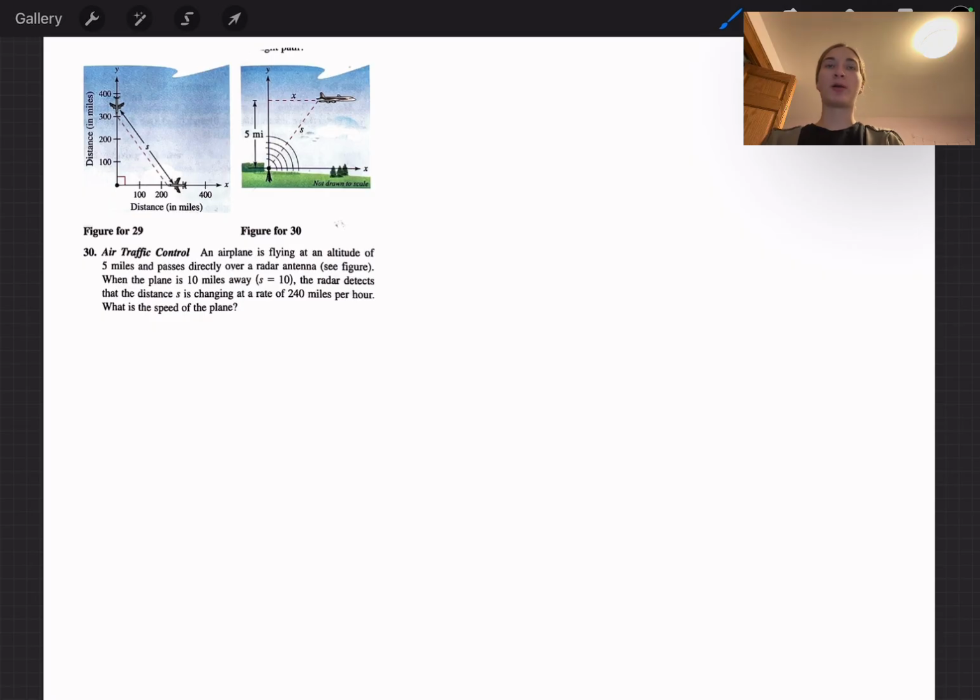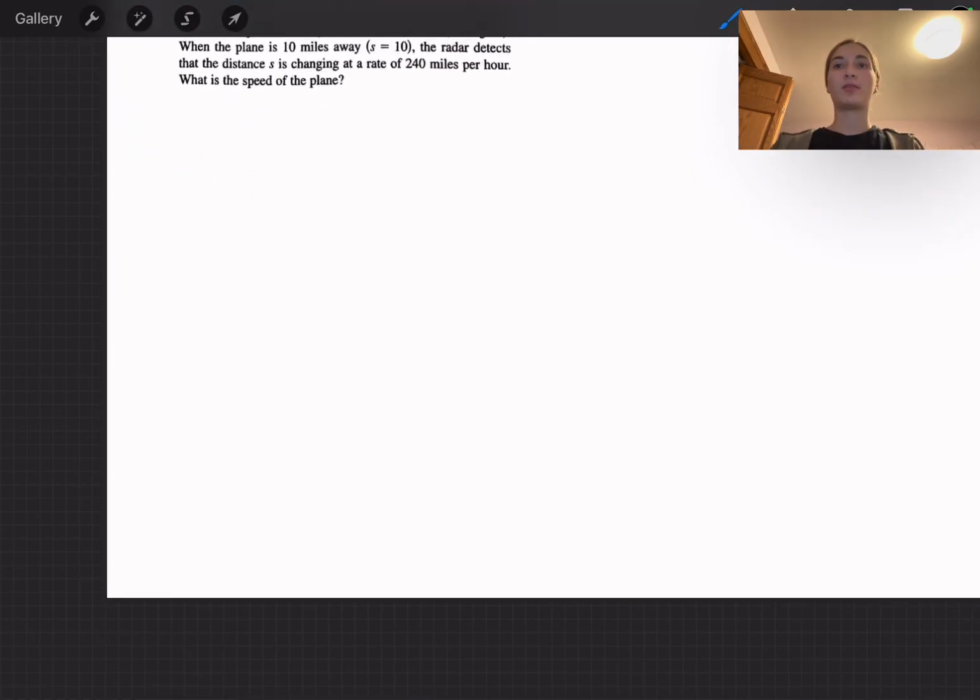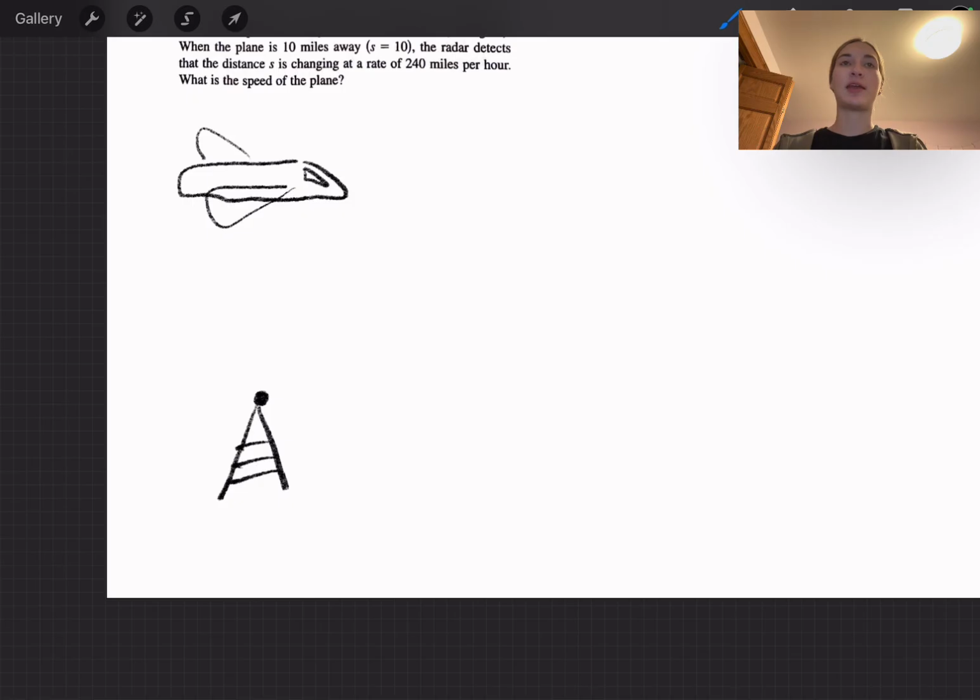Now, we know how this problem looks based on the figure above, but let's draw our own picture, as drawing a picture will help us gauge what we know and what the problem is asking us to find. So let's draw our antenna, just a little one, and directly above it, we'll draw our plane. Sorry, that's pretty poorly drawn, but it is 5 miles above the antenna. So this line right here, 5 miles.